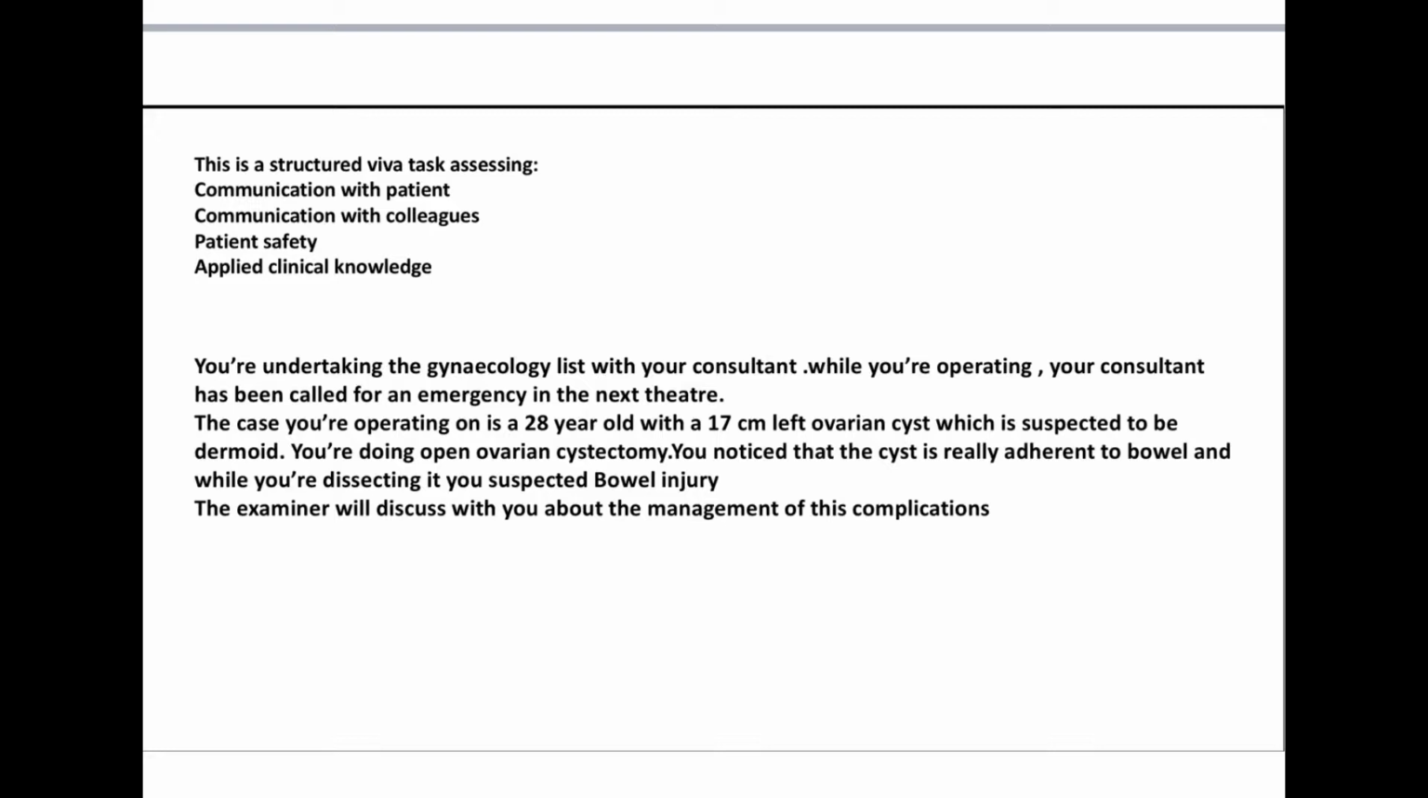The second question here will be like, if your consultant and the colorectal surgeon came, what do you expect them to do? So first of all, they need to identify the defect or the injury and assess the extent of the injury.